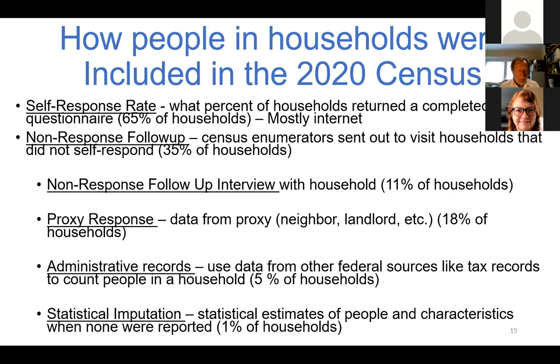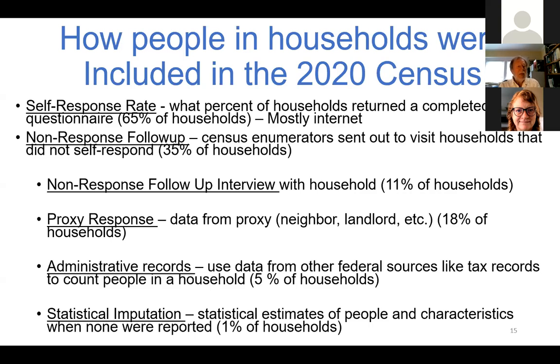So 65% of the households in the country responded to the initial questionnaire, most of them by the internet, about 10% by paper questionnaire, and a couple percent by telephone. So almost two-thirds of households self-responded. And as an aside, the data collected from households that self-respond is by and large better than any of the other ways the Census Bureau gets data. So the higher the self-response rate, the more accurate the data.